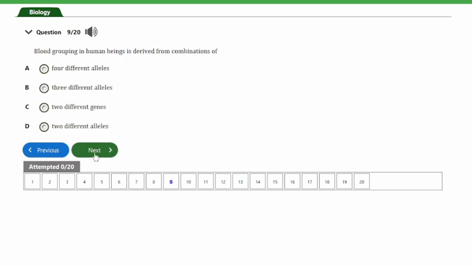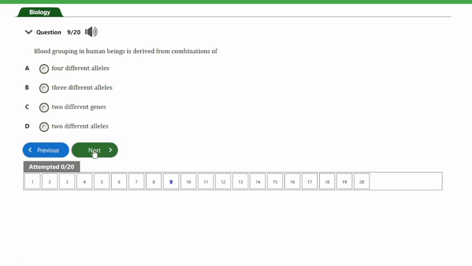So let's look at the next question, guys, and that's question number 9. It says, blood grouping in human beings is derived from combination of A. 4 different alleles, B. 3 different alleles, C. 2 different genes, and D. 2 different alleles. So guys, alleles combination are responsible for blood groups.